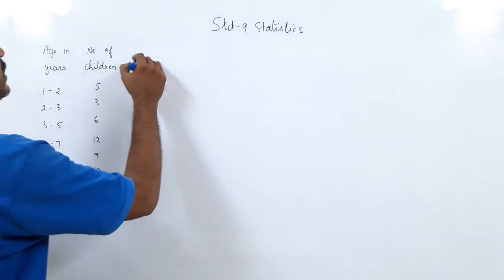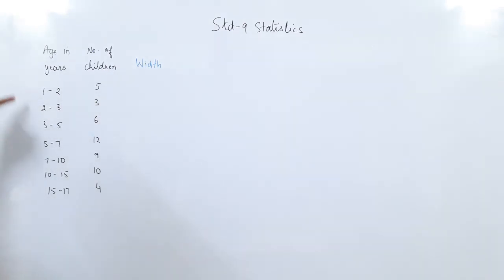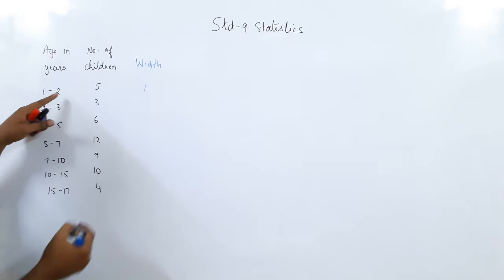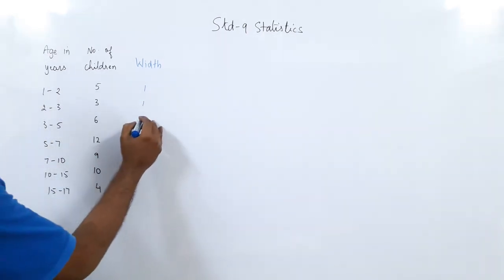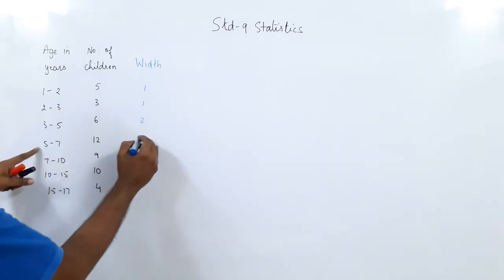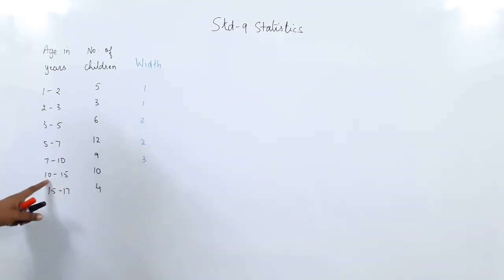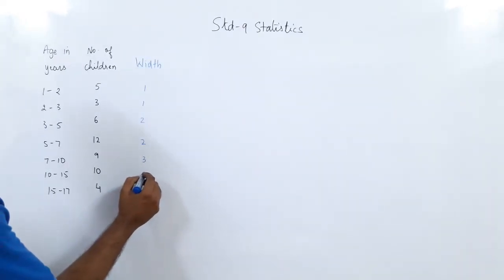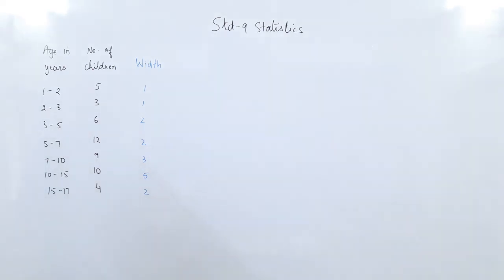But we have to see the width. Is the histogram of equal width or varying width? 1 to 2 has got a width of 1 only because 2 minus 1 is 1. 3 minus 2 is 1. 5 minus 3 is 2. 7 minus 5 is 2. 10 minus 7 is 3. 15 minus 10 is 5. And 17 minus 15 is 2. You can see the width is varying.